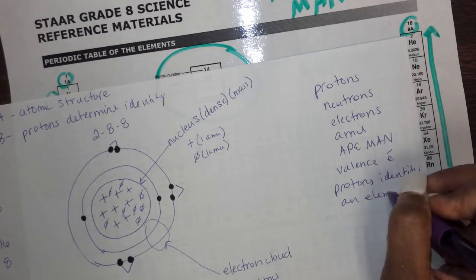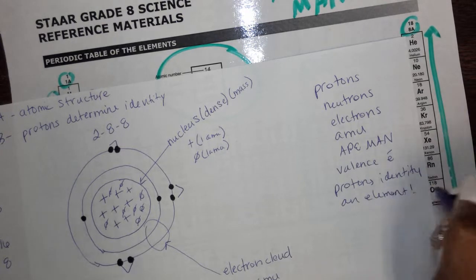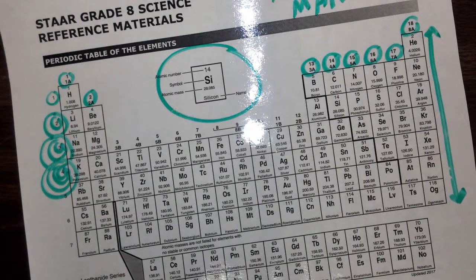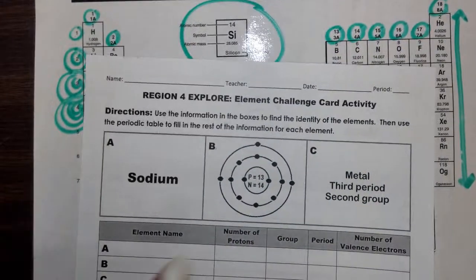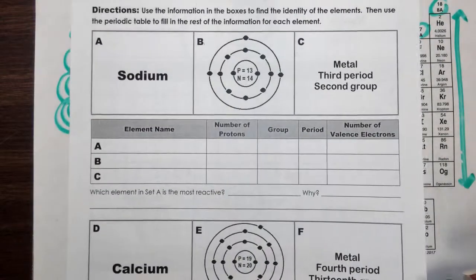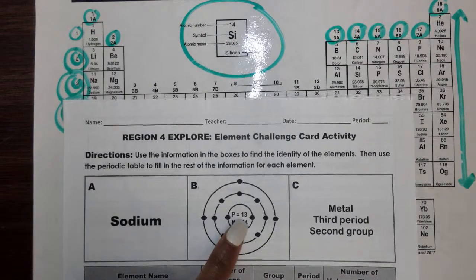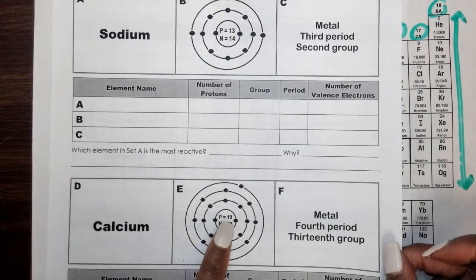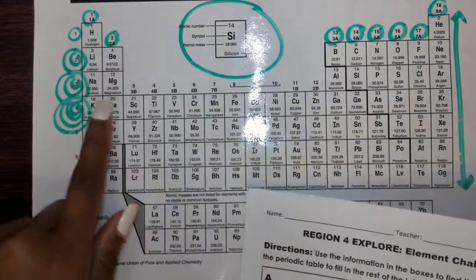Okay? So if I ever give you an element and you don't know what it is, you have to count the protons. So for example, here is one. This is a practice that we did as well. 13 protons. This is aluminum. 19 protons. This element is potassium.